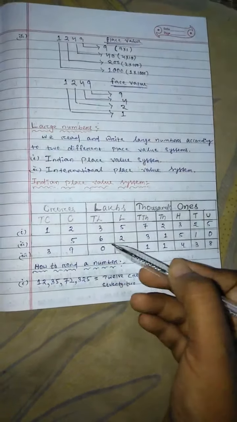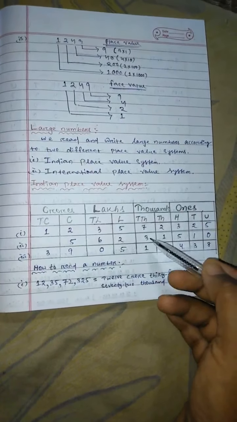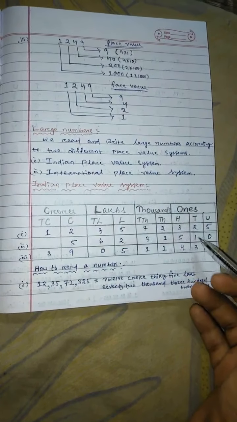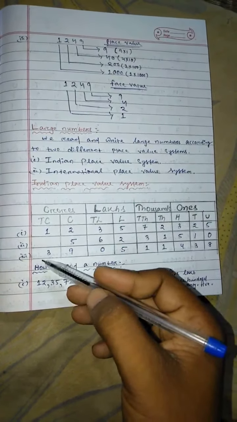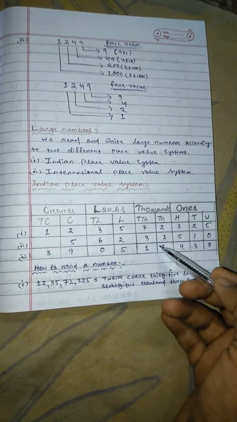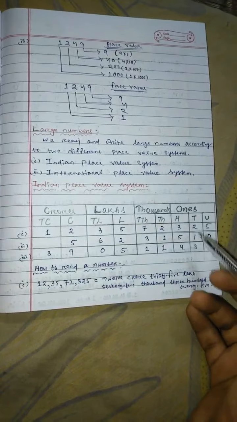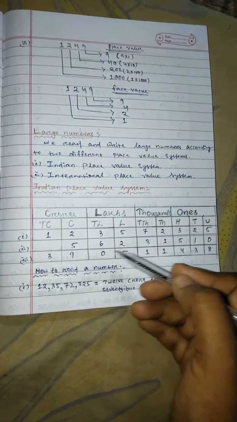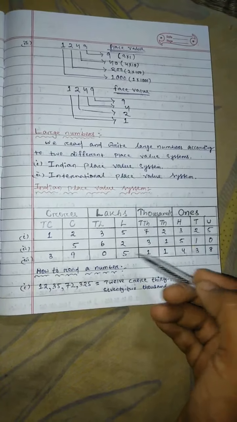Now let's see the second number. It is 5 crore 62 lakhs 31,510. Let's see the third number. It's 39 crore 5 lakh 11,438. In this way we read and write according to the Indian place value system.